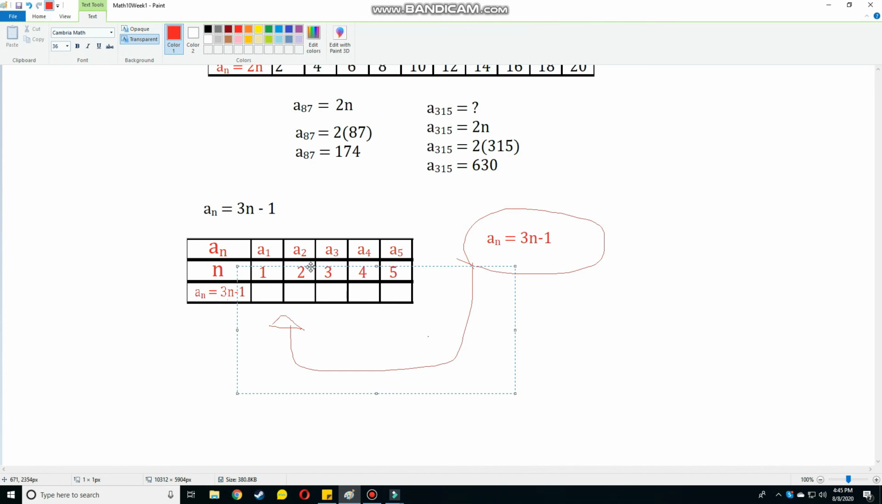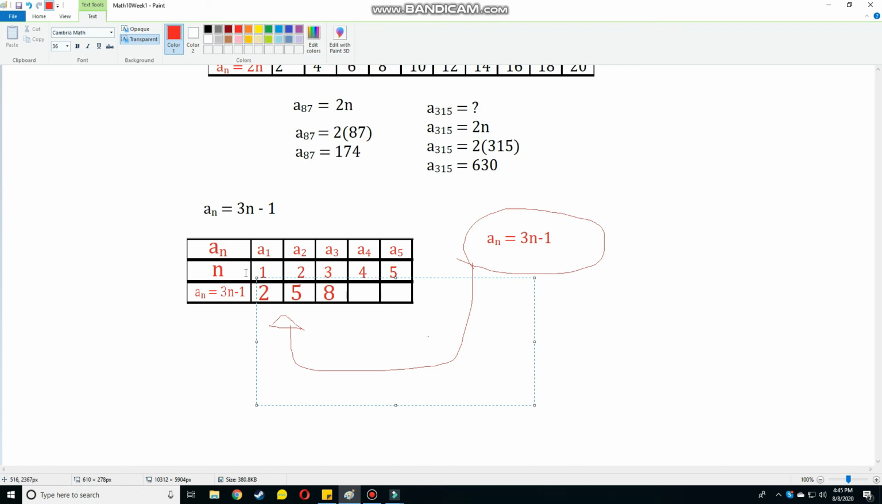The specific term is equal to 3n minus 1. For the first term, n would be equal to 1. So 3 times 1 is 3, minus 1, that would be 2. For the next term, n would be 2, 3 times 2 is 6, minus 1, that would be 5. Then n would be 3, 3 times 3 is 9, minus 1, 8.